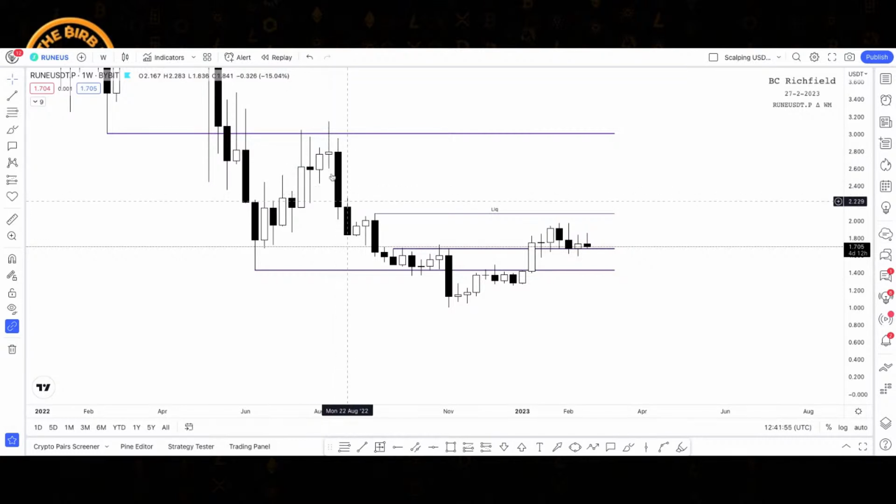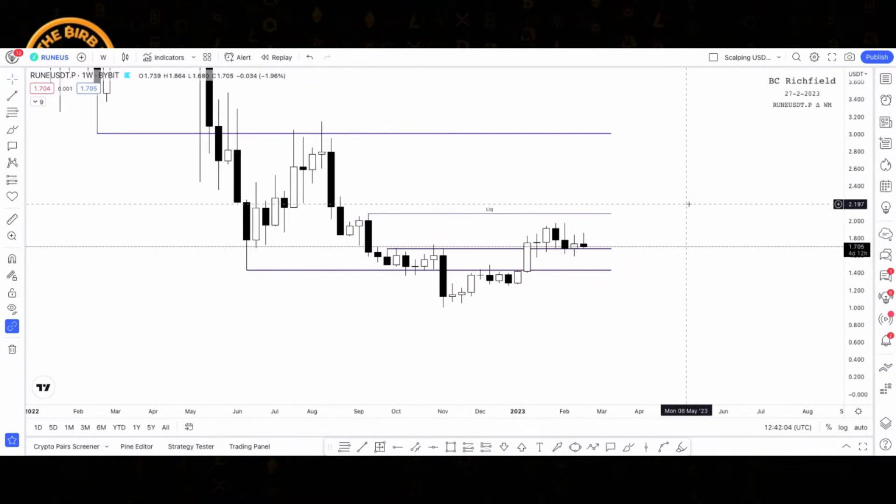See, they don't overlap. That's what we call a fair value gap or an inefficiency, right? And we expect that to be a draw on price, okay? So that's where we are on that scale.